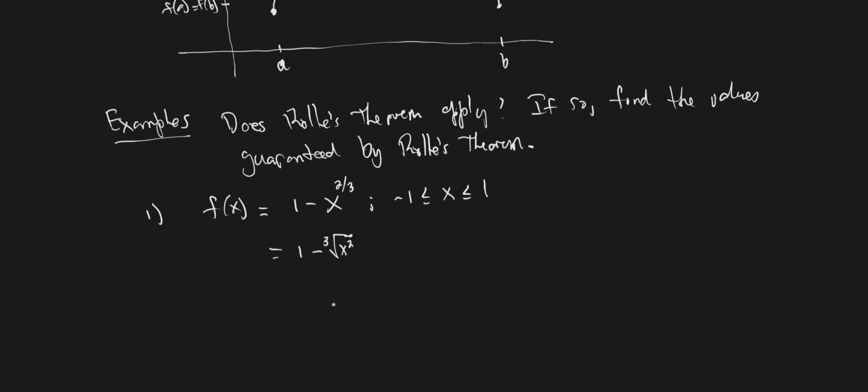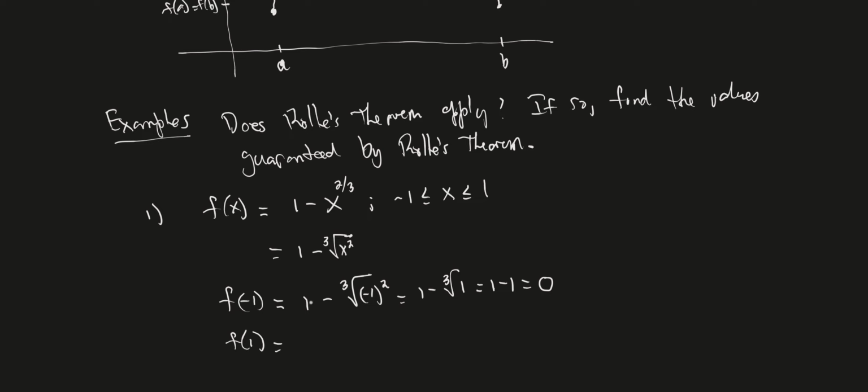Let's go ahead and check everything. The first thing I will check is the endpoints, just to see if in fact f of -1 is equal to f of 1. So let's start with f of -1. Now, if I use this form of the function, it's 1 minus the cube root of -1 squared. So that's 1 minus the cube root of 1, which is 1 minus 1. That's equal to 0. Let's see what happens if we plug 1 in.